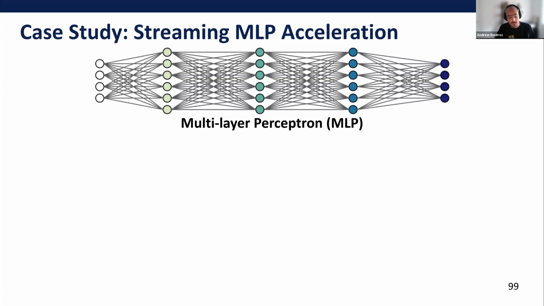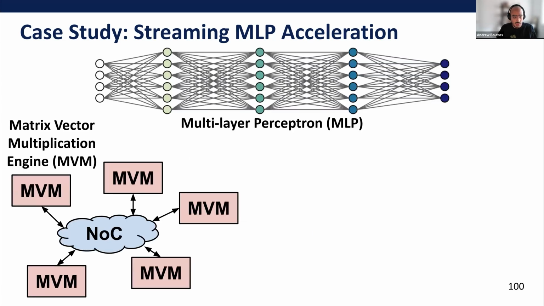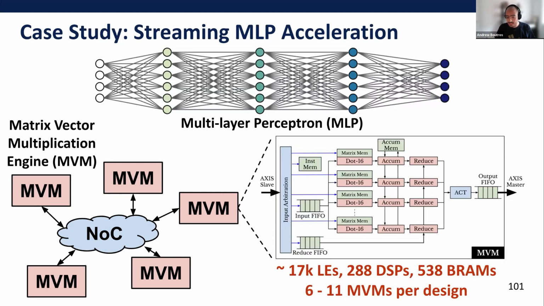The example that we experiment with is multi-layer perceptron acceleration, a streaming-style accelerator for neural networks. This example design is composed of many matrix vector multiplication engines that compute the multi-layer perceptron layers, and they communicate between each other over the NoC. To give you a sense of how big this design is, each matrix vector multiplication engine is tens of thousands of logic elements, hundreds of DSP blocks and RAMs, and each of the example designs that we play with has 6 to 11 of those engines. So this is a big FPGA application. When I tried to fit it in a Stratix 4 device, it wasn't enough, and it fills a good portion of a Stratix 10 device.